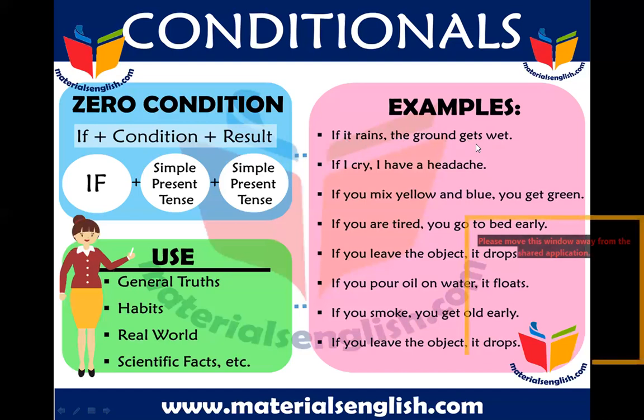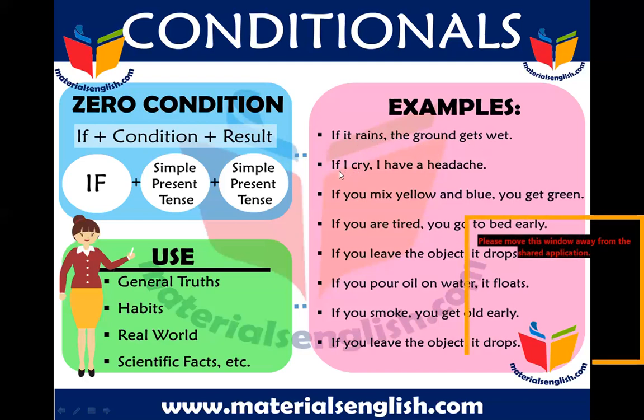Remember, when we form conditionals, can be 0, first, second, or third, we can change the order of the clauses. I can start using this: the ground gets wet if it rains. When doing that, when changing the first clause with the second clause, you need to write no comma, because you're using if right in the middle. I repeat, you can say the ground gets wet if it rains.